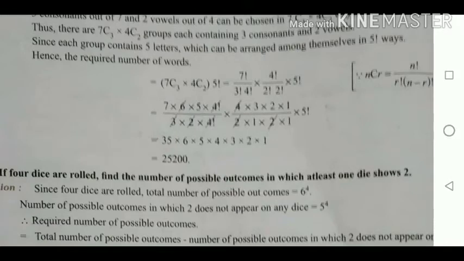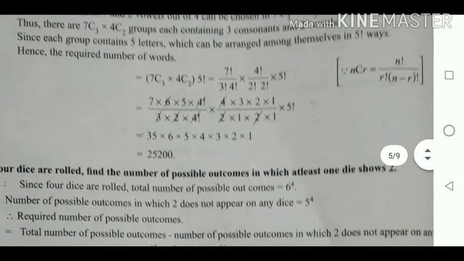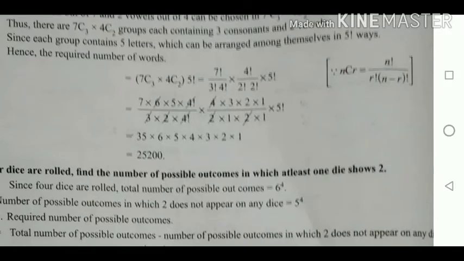7C3 is nothing but 7 factorial divided by 3 factorial into 4 factorial, by using the formula nCr equal to n factorial divided by r factorial into n minus r factorial. In 7C3, n is 7 and r is 3. 4C2 is nothing but 4 factorial divided by 2 factorial into 2 factorial using the same formula. Here n equal to 4 and r equal to 2. Then into 5 factorial.